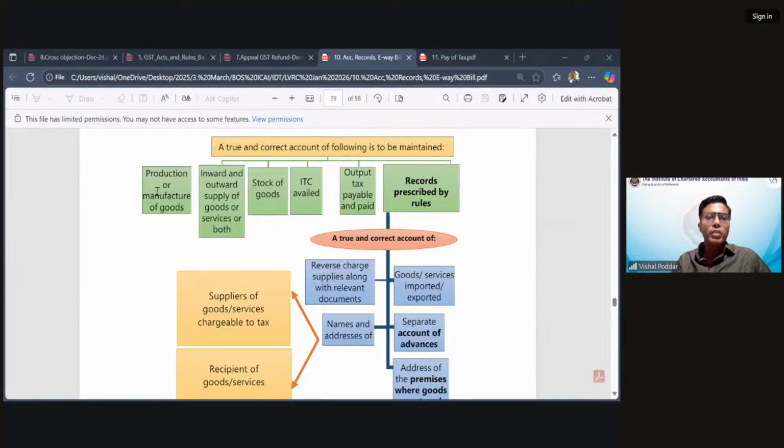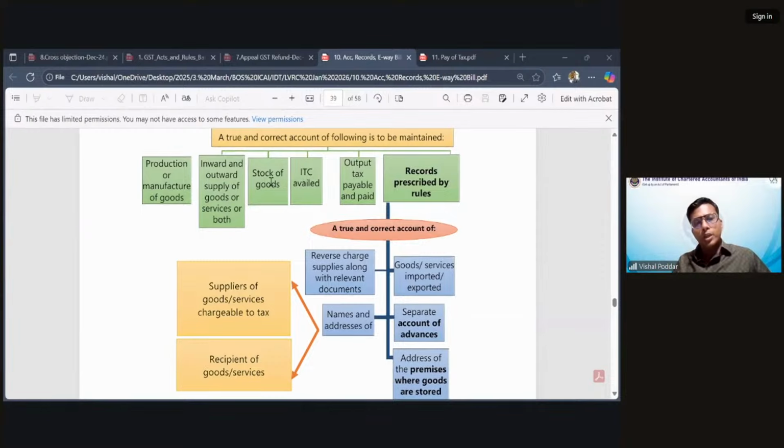One, details of the production or manufacturing, then the inward and outward supply. So both side details have to be covered. Then your account should also provide details of the stock that you are holding at any given point of time, the ITC availed, the output tax which is payable and which is paid.